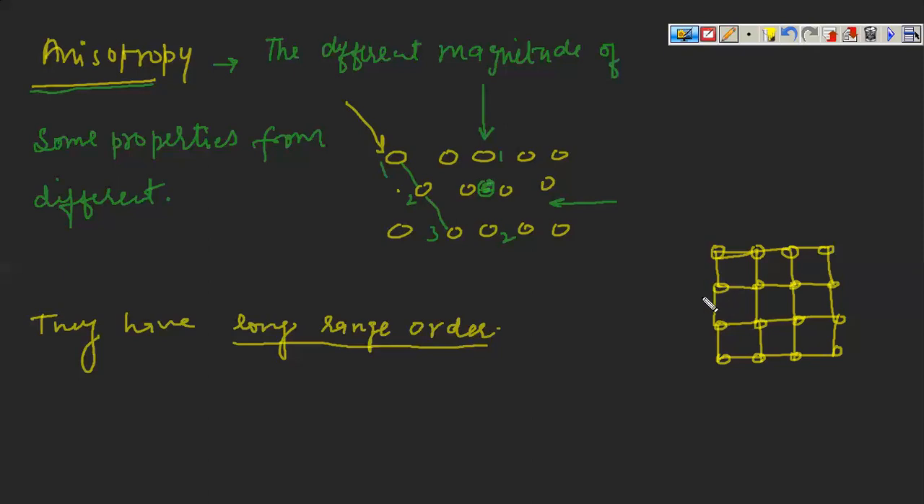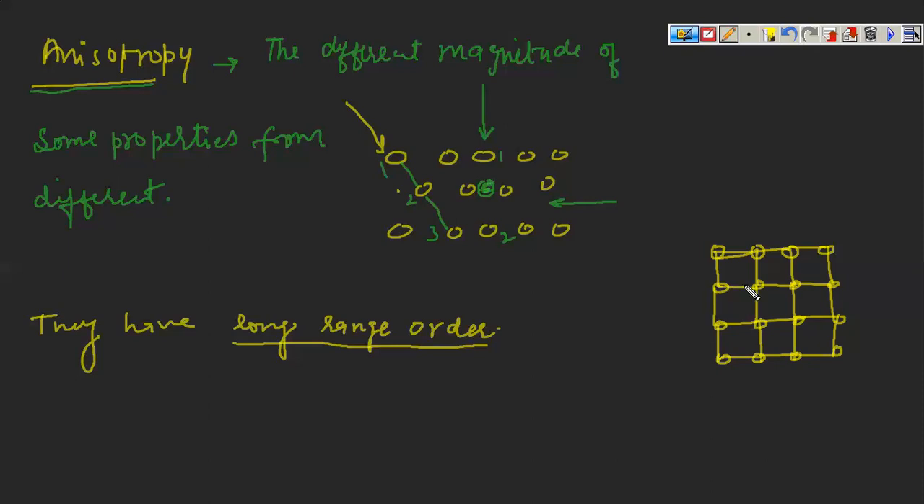Okay, they have long range order, which means the fixed, definite arrangement that exists in a smaller region of the solid is found throughout the solid. This is the reason that they have a sharp melting point.